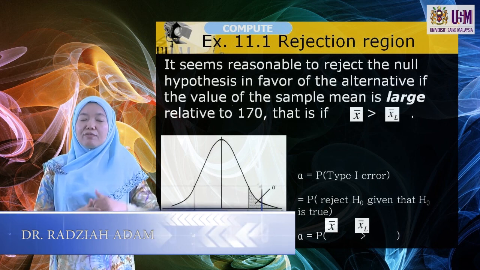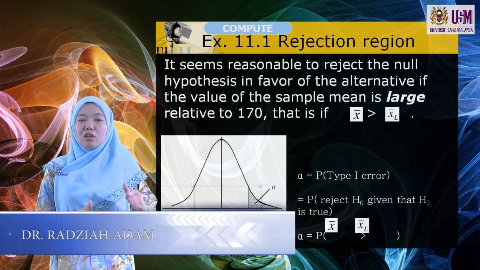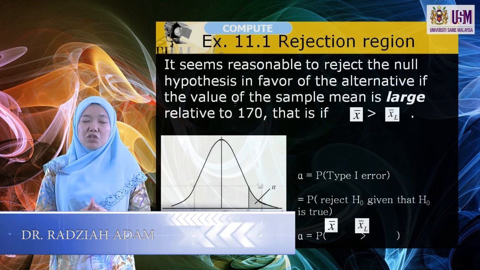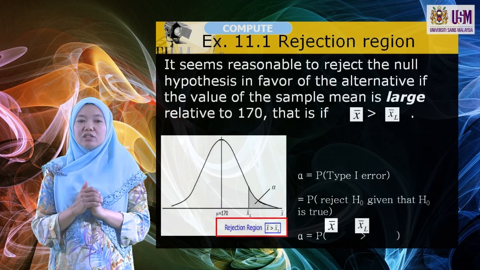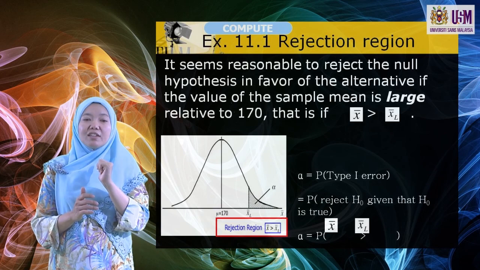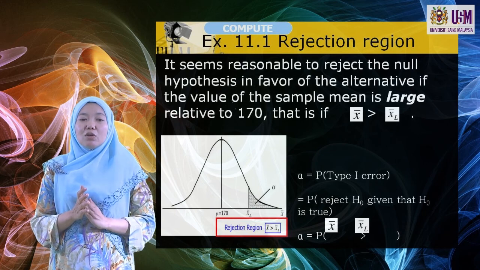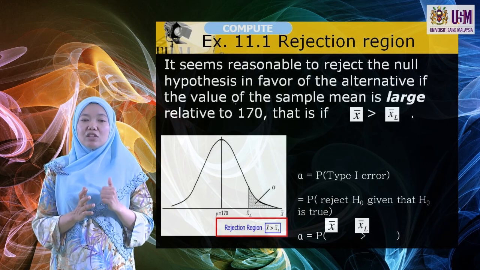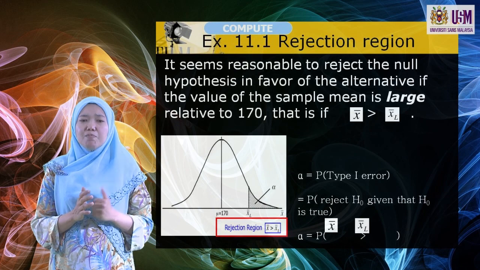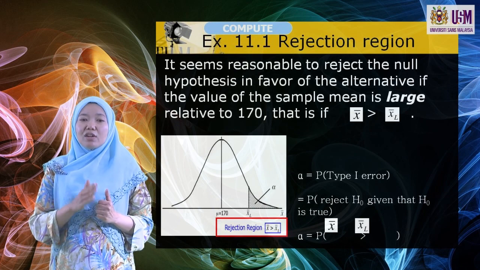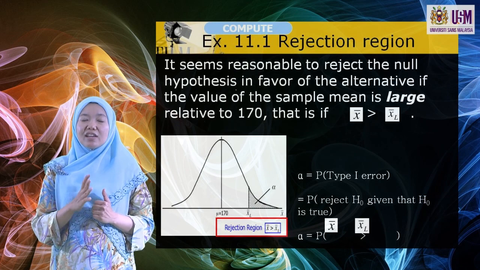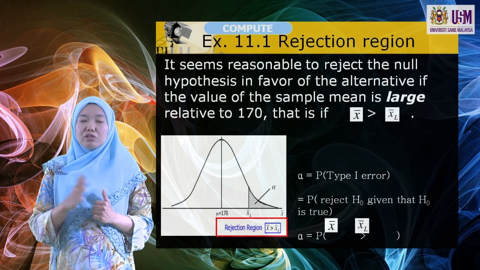So in this case, if you look at the sketch there, it's always good for you to do your sketch of a bell-shaped normal distribution curve. So in this case, you write your mu equals 170 right in the middle of your bell-shaped curve. So that is your mean, and then you find your x bar L. So x bar L is actually the one that you need to determine.